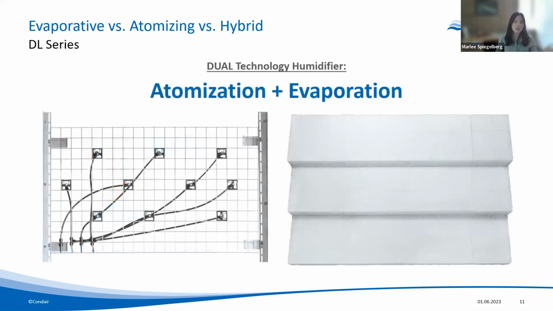And next, we have that dual humidifier technology. The DL series offered by Condair combines both atomization and evaporation technologies with low pressure nozzles and a porous ceramic media. This is why we call it the dual system, because it has both. The DL features the advantages of both these technologies while solving the challenges that these technologies generally face on their own, which is mainly installation length and controllability.